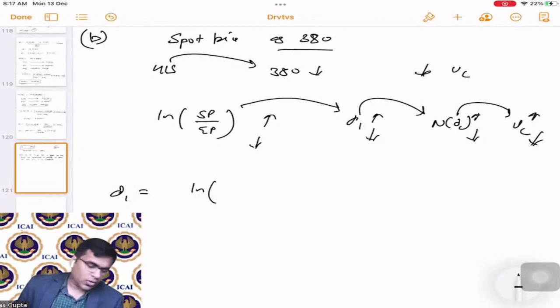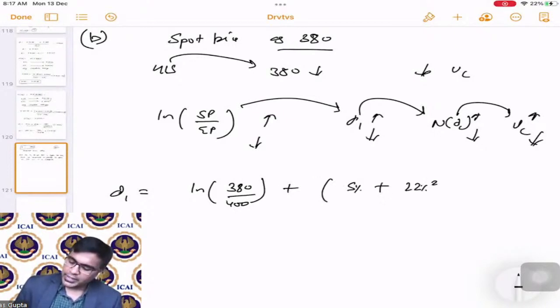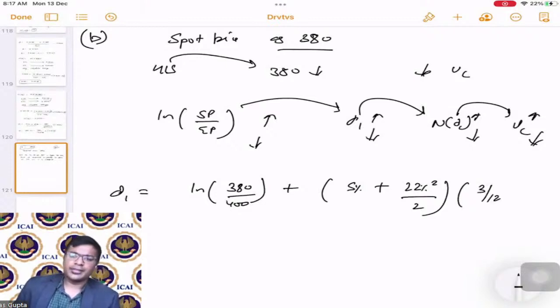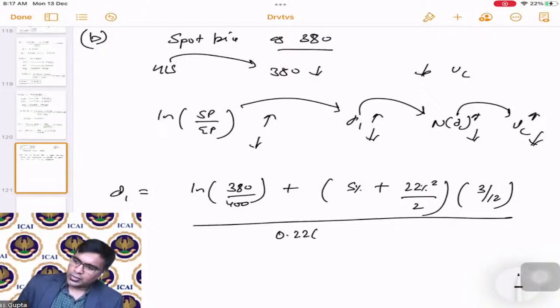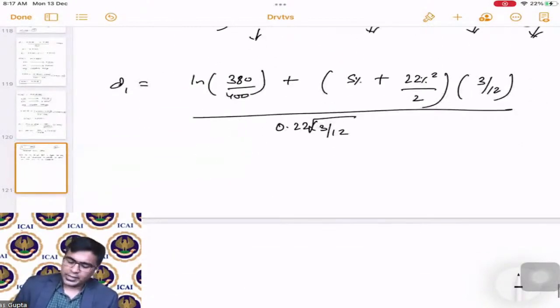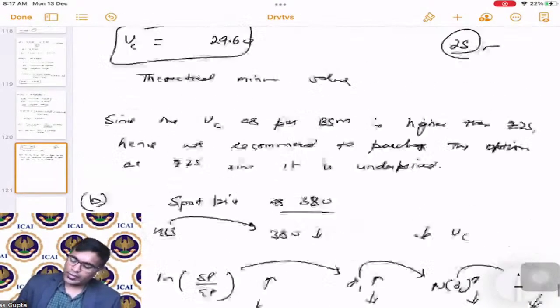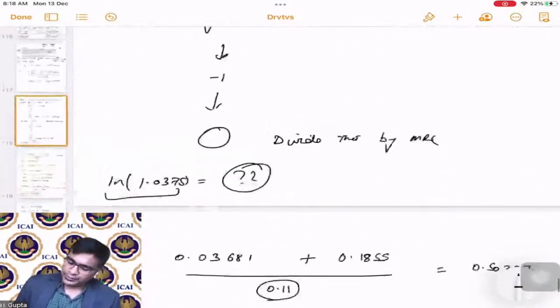D1 is equal to natural log of 380 divided by 400. Correct? Instead of 415, now we are taking 380 plus. The rest of the data remains the same. 5%, 22% raised to the power 2 divided by 2, multiplied by 3 by 12. This whole divided by 0.22 and square root of 3 by 12. Correct? This is D1.